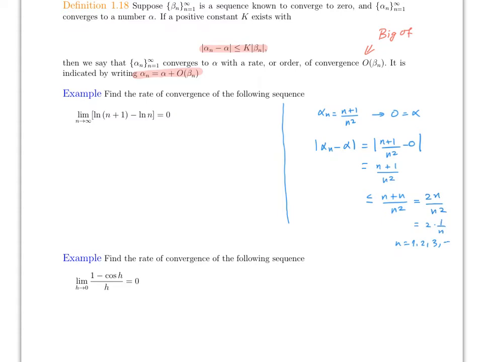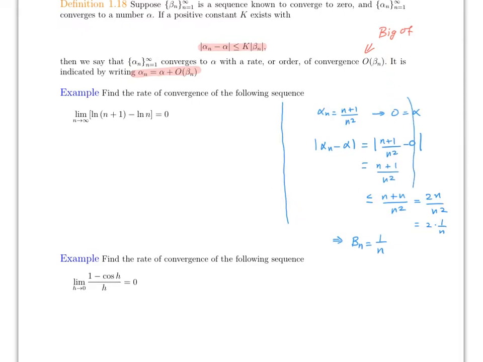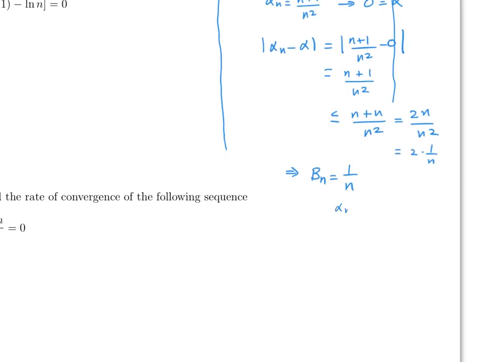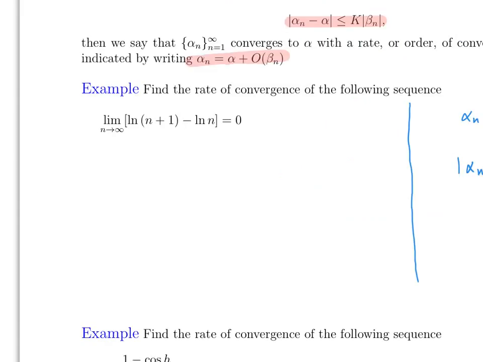Let me erase this part here. So therefore, that implies Bn, or beta n, is equal to 1 over n, and the rate of convergence is big O of 1 over n. Or in other words, you can say that alpha n is equal to 0 plus big O of 1 over n. And that's it.